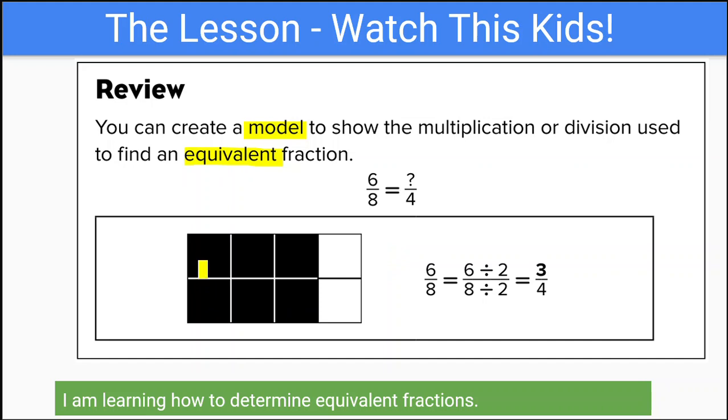Well, right here we have a model and it's divided into 8 parts. 1, 2, 3, 4, 5, 6, 7, 8. And 6 of those are colored black. 1, 2, 3, 4, 5, 6. Now they wanted to know, if instead of being in eighths, what if it was in fourths? How much would it be worth? Well, let's take a look at that right now.